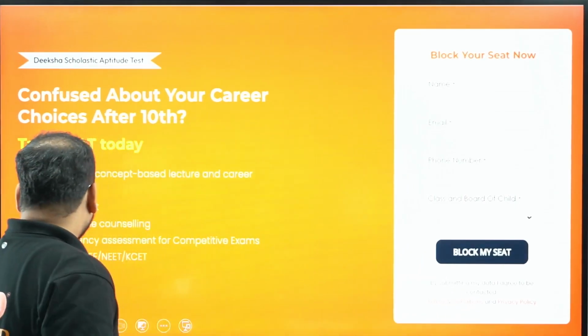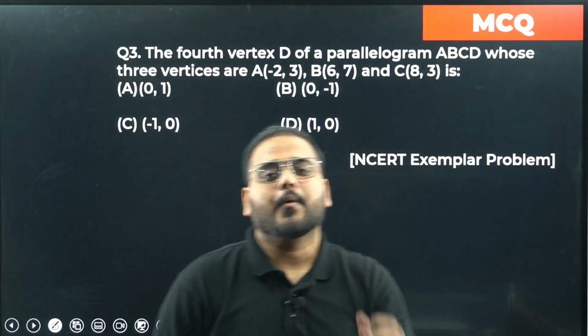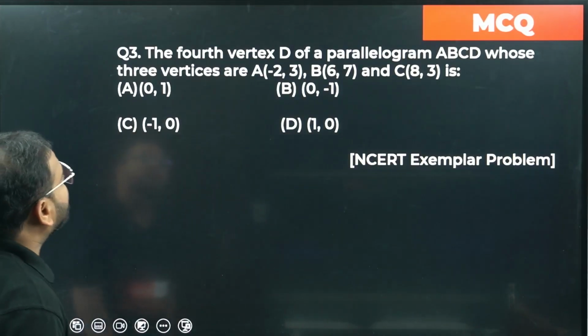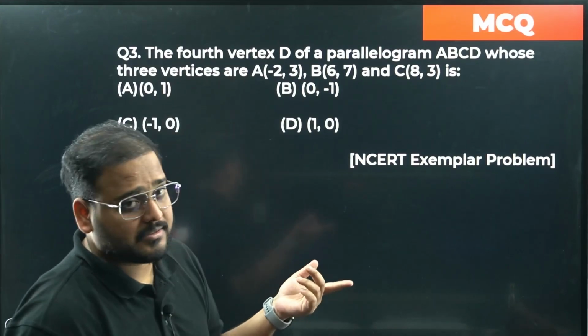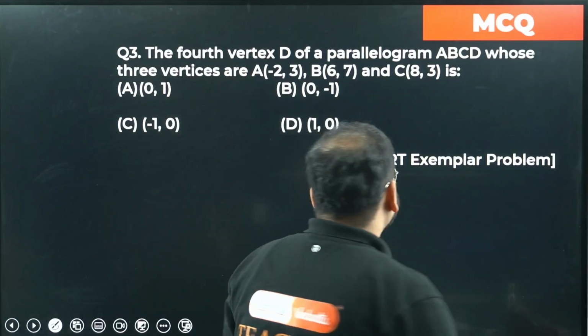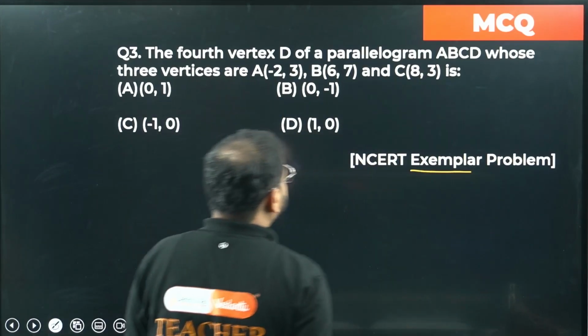Okay, let's move on to the question. As I said, I'll not take much of your time. Question number 3: the fourth vertex D of a parallelogram ABCD whose 3 vertices are given. It's a parallelogram, and it is an NCERT exemplar problem.